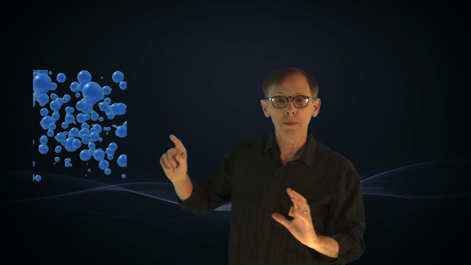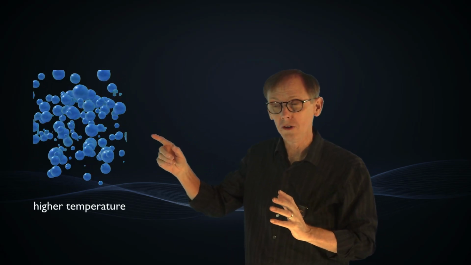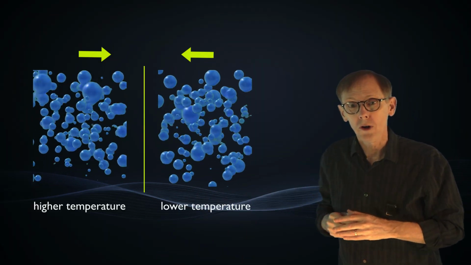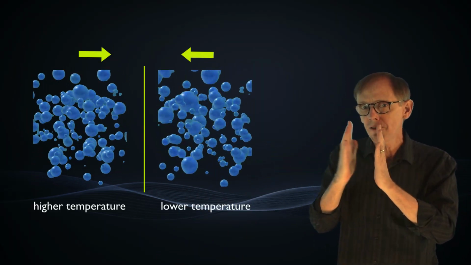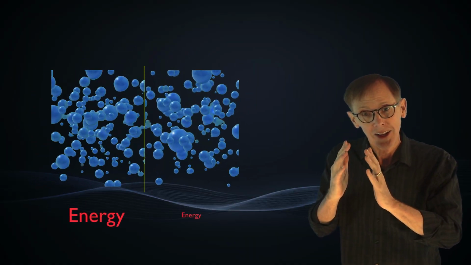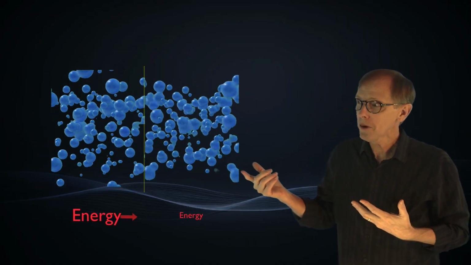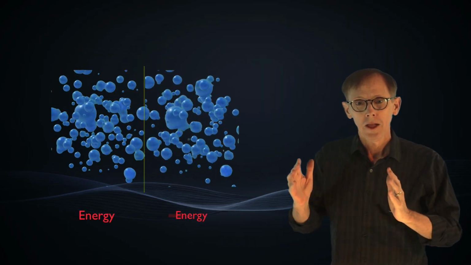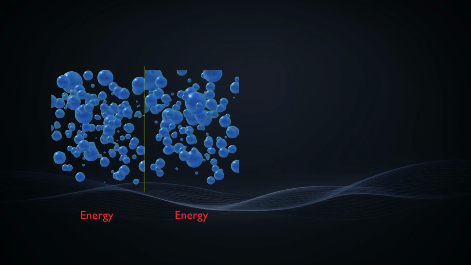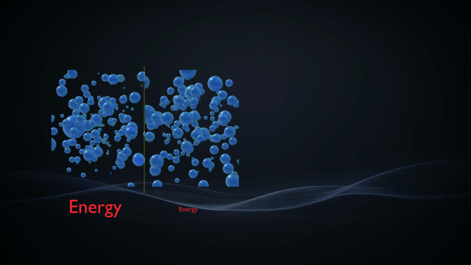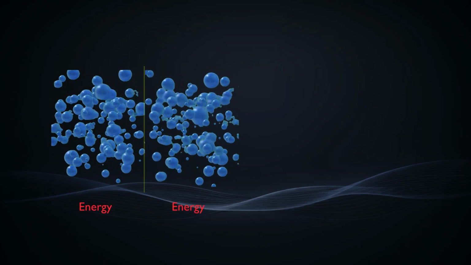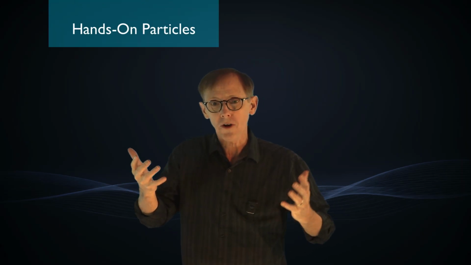And now let's get back to this box of high temperature, fast moving particles right next to a box of lower temperature, slower moving particles. They're going to feel each other, right? So what happens when the fast moving particles start bumping into the slower moving particles? Pause and predict. Hey, try to demonstrate that with your hands.